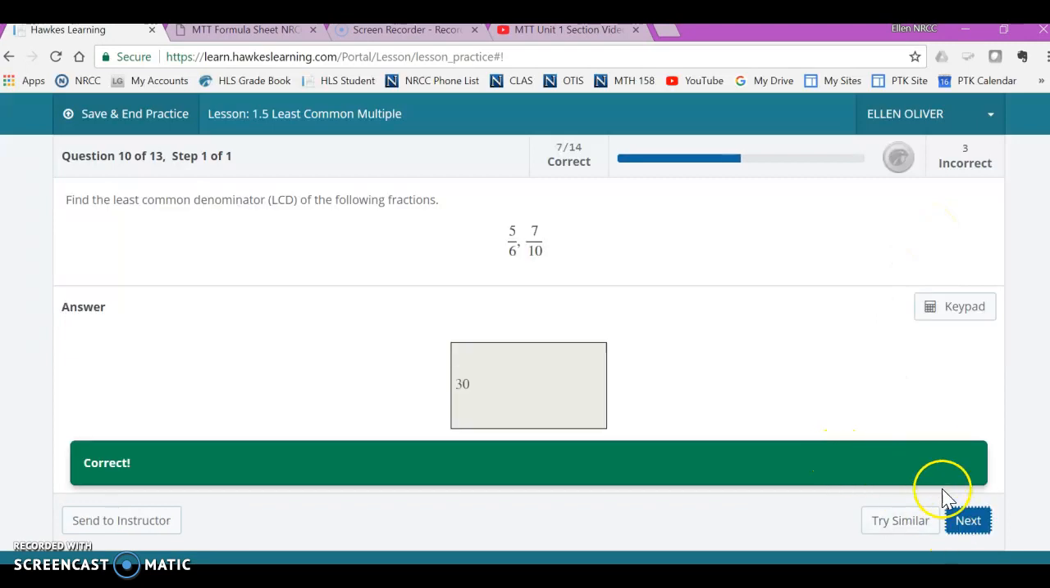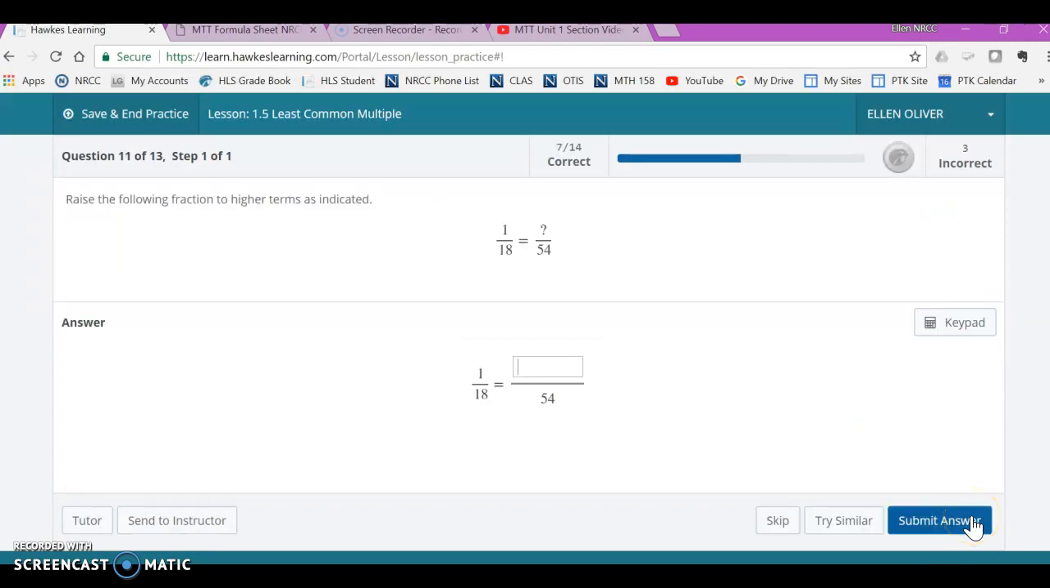Okay, I think that's all we need to do for this section. Yep, 18 times what is 54? So 1 times that same number goes here. Same thing, 9 times what is 36? So 19 times that same what.